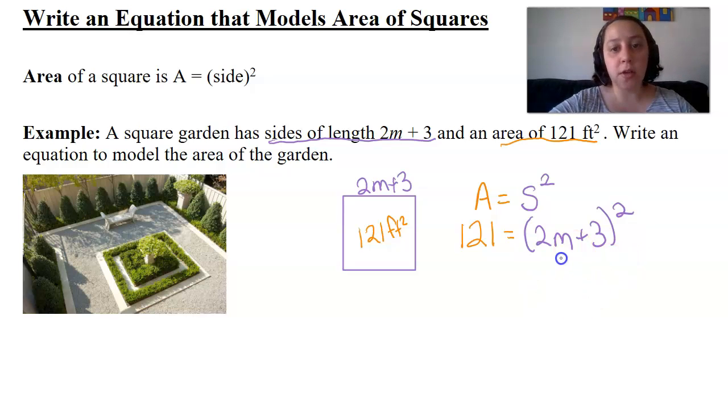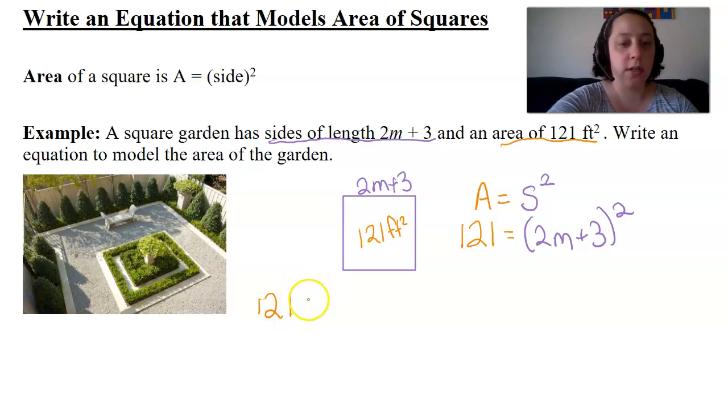But in order to solve it, we would have to multiply this out. So let's go ahead and do that. Remember, when we have squared, that means we write the same thing 2 times. So our equation becomes 121 equals 2m plus 3 times 2m plus 3.